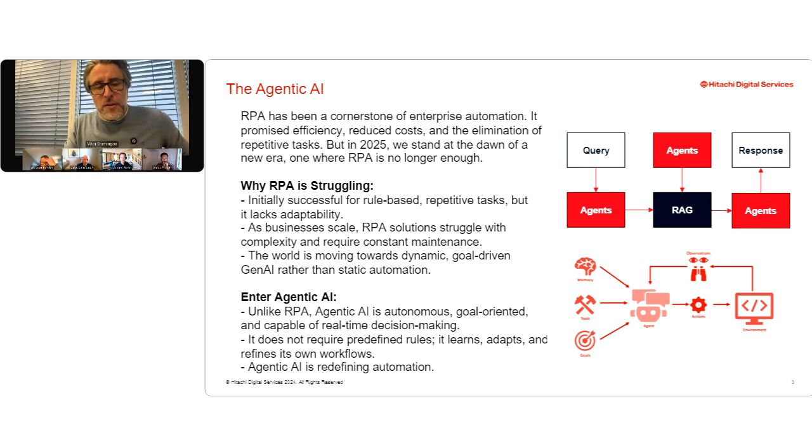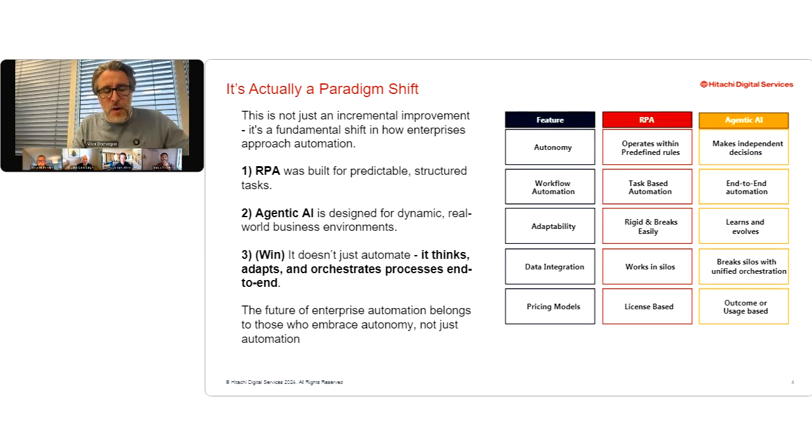So going on to the next area, why is this a big paradigm shift when we talk about RPA and agentic AI? As you can see on the table, I try to highlight some of the features that RPA usually has, or that organizations aim for when they try to implement RPA, and then compare that against agentic AI systems. So we're going to go through autonomy, workflow automation, the adaptability, the data integration between both of them, and then the pricing models that RPA and agentic systems usually have. Starting with that, as I mentioned in the previous slide, agentic AI is more focused on the outcome or the usage, and not per license or per seat when you compare both systems.